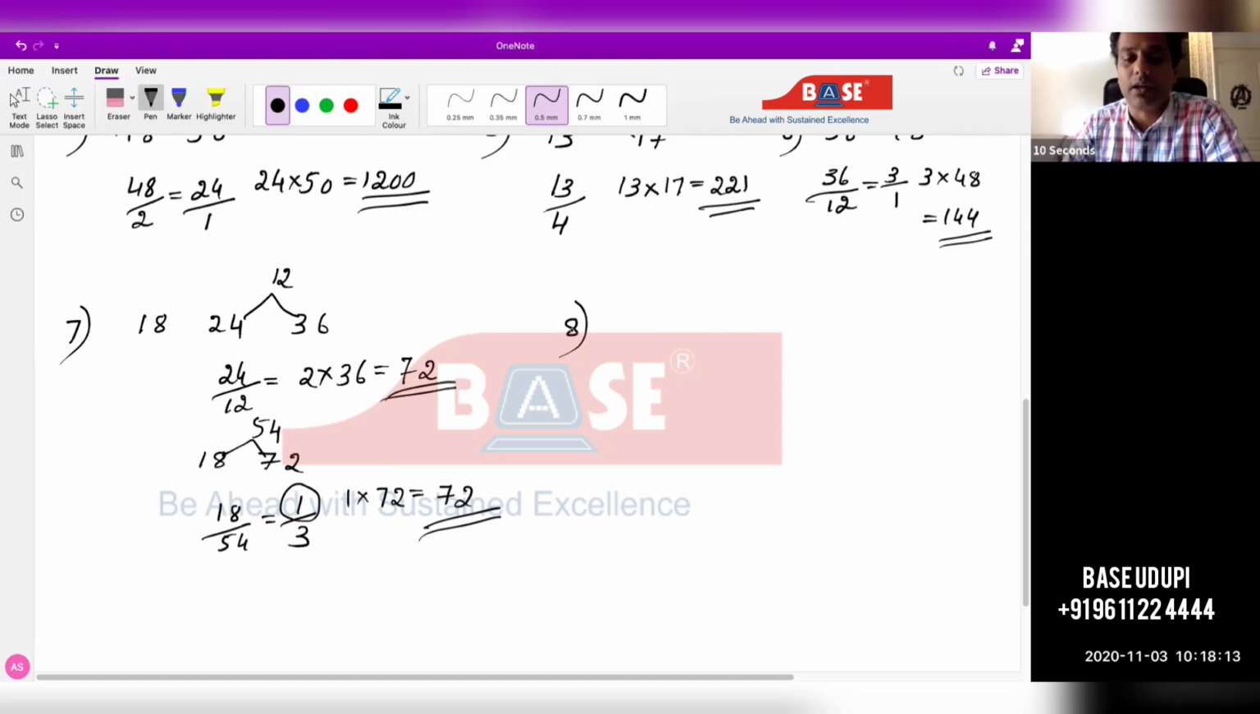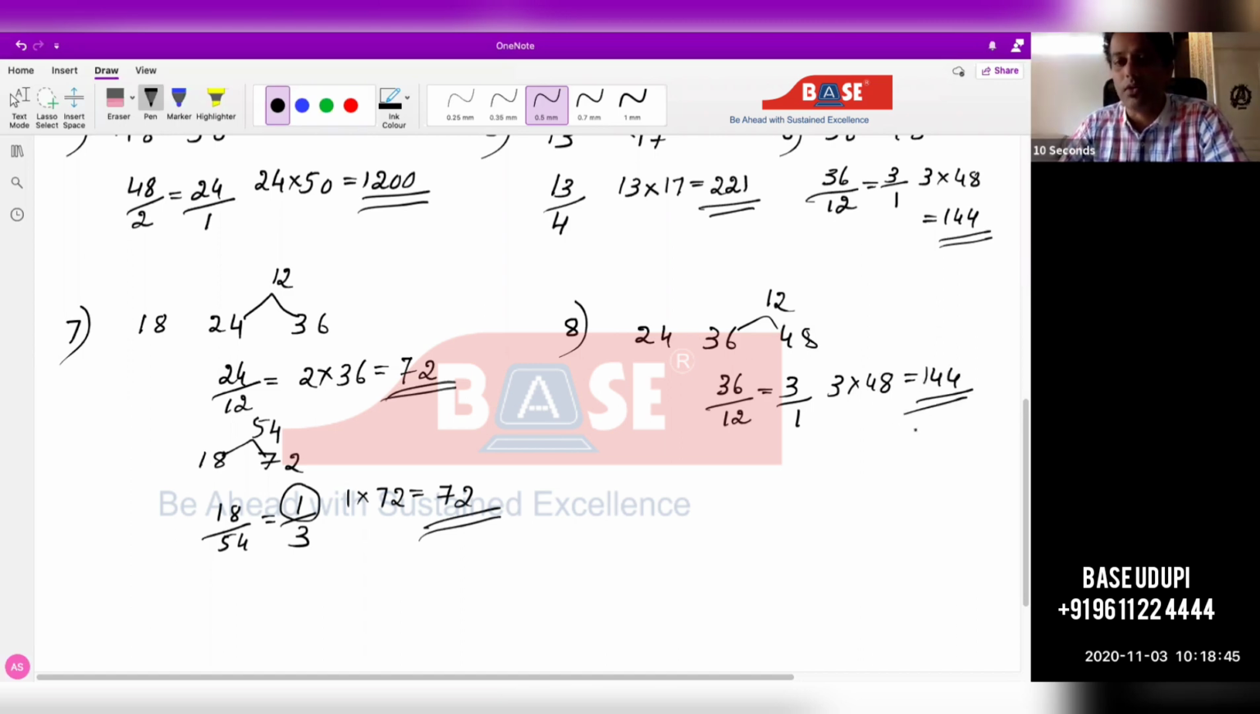So if I take the eighth one, say, for a change, 24, 36 and 48. Here you need to take the difference between the two bigger numbers, in this case 36 and 48. The difference is 12. 36 divided by 12 equals what? 3, or you can write 3 divided by 1. So the answer is 3 into 48, 144. 144 is divisible by 24. No need to cross-check it again. 144 is the answer.